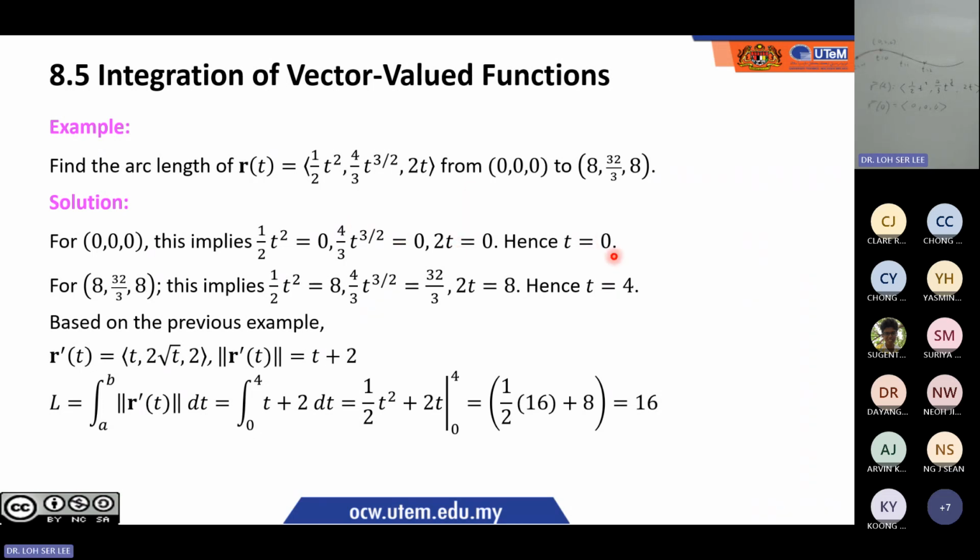When you substitute 0 into here, you will get 0. When you substitute 4 into here, you will get this point. This is their corresponding point.